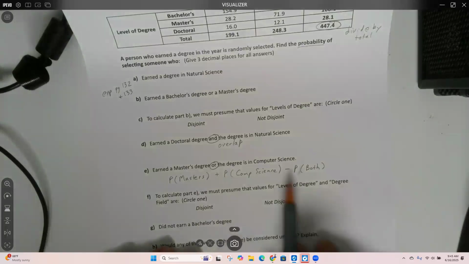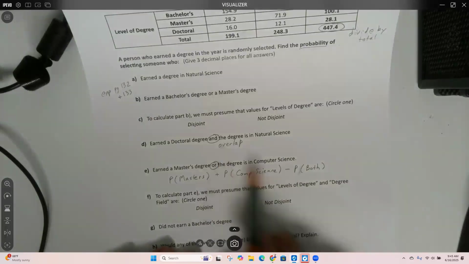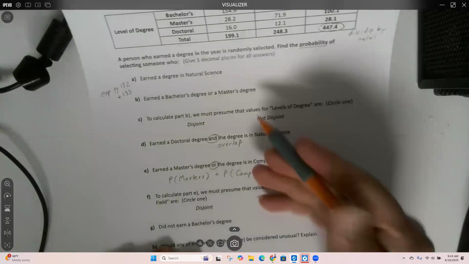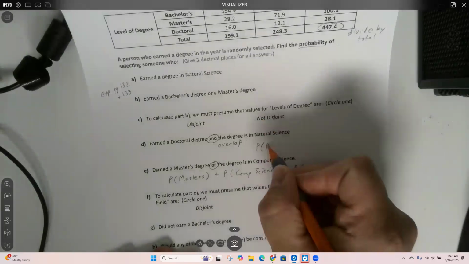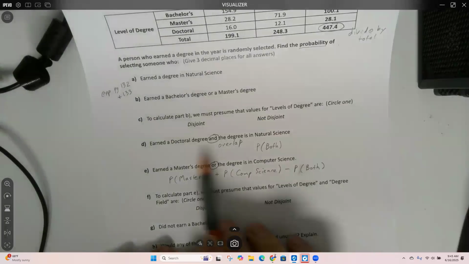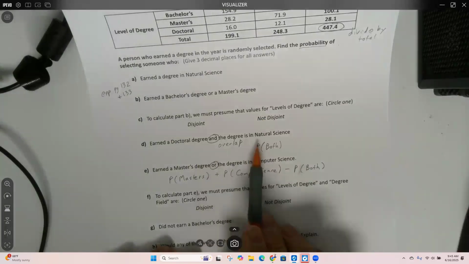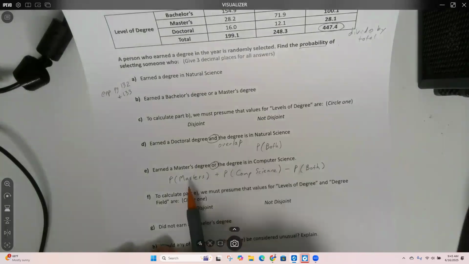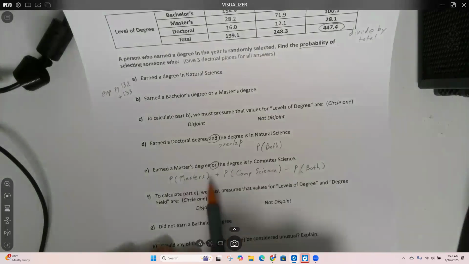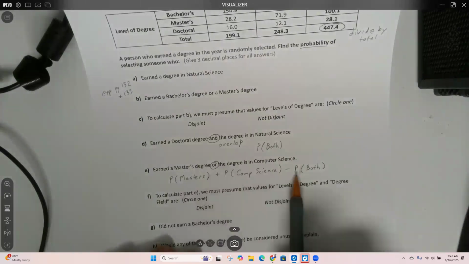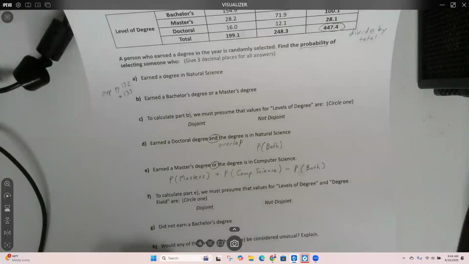So when you're doing an and, it's just the probability of both. What's the probability that both these things happen at the same time? When you're doing an or, you add up all the masters, all the computer science, but then you have to subtract the probability of both. Because if you don't subtract the probability of both, you're double counting them. Okay.